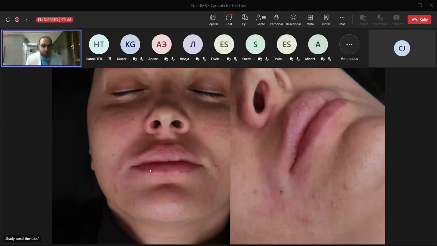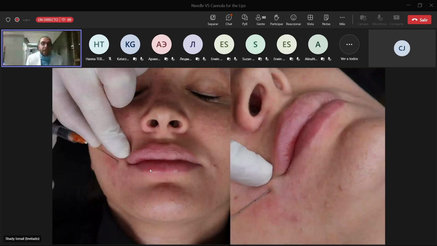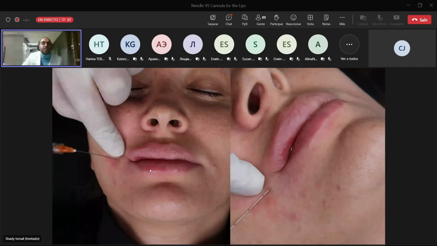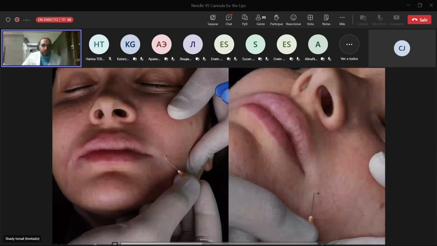Now, from the same entry point, I will also inject, as I said, the perioral area. I'm going to inject the downturn of the mouth, and I will inject here the upper part of the marionette fold, to enhance the full picture. Here, the other side, entry point, same concept.